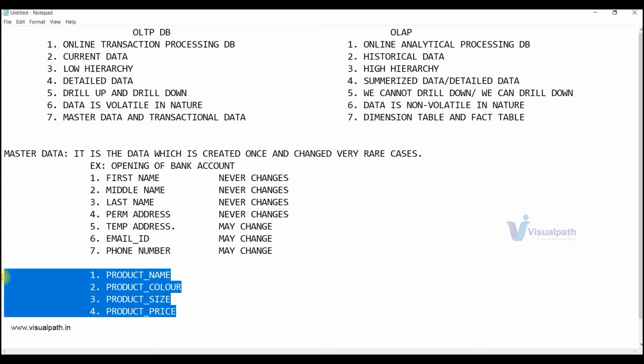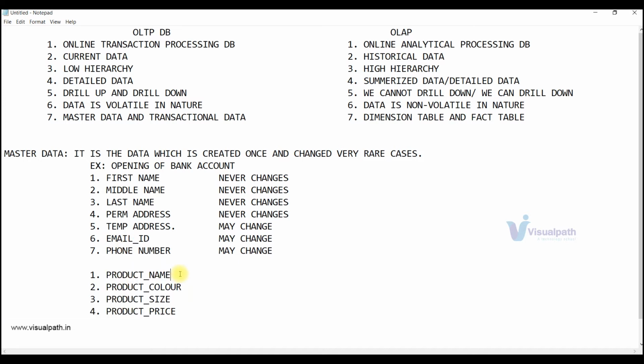So do you think that these details of this particular product will change every time? No, right? Once a particular product has been created, the name will never change, correct? So this will never change over here. And product color may change, but in very rare cases. Similarly, your product size may also change, but in very rare cases. And product price may change, but again not at regular intervals of time.